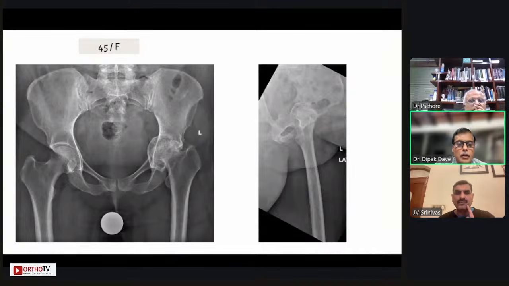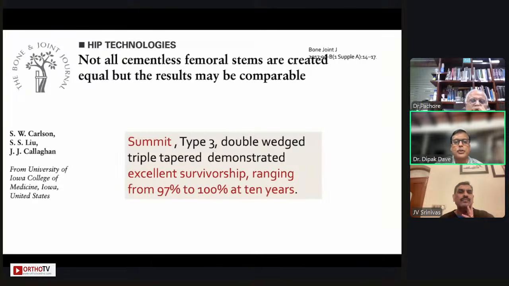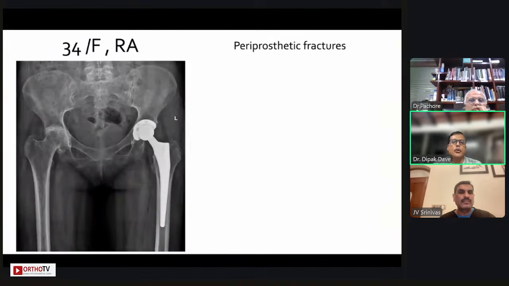45-year-old female, again acetabulum side protrusio with osteoporosis, but on the femoral side you can see it is almost like a type B, DOR type B. So here I have used an uncemented stem like the Summit stem. Again, on the cup side we have done bone grafting and an uncemented cup system. So Summit is a type 3 double wedge, triple tapered, very good result, but still try to avoid it as much as possible.